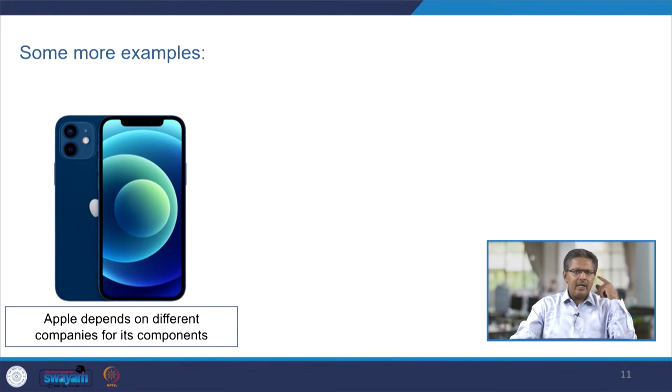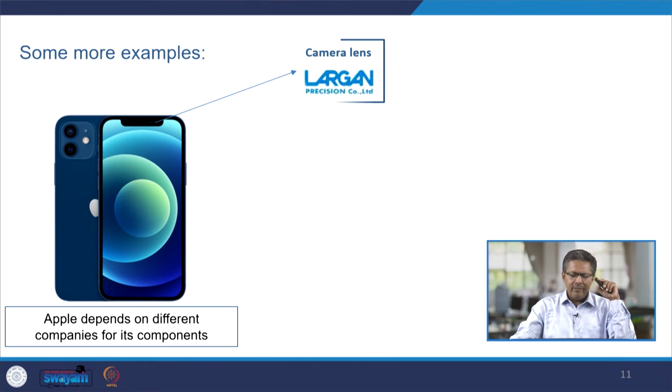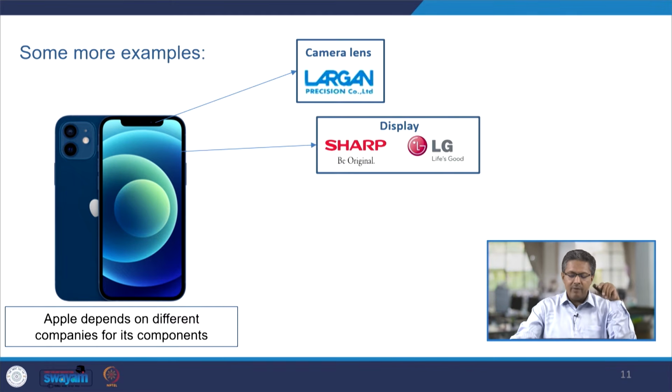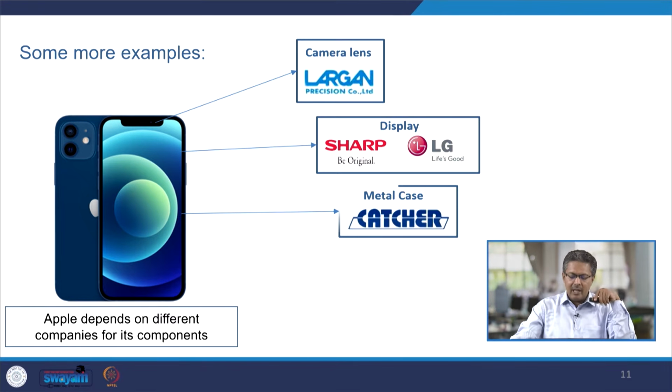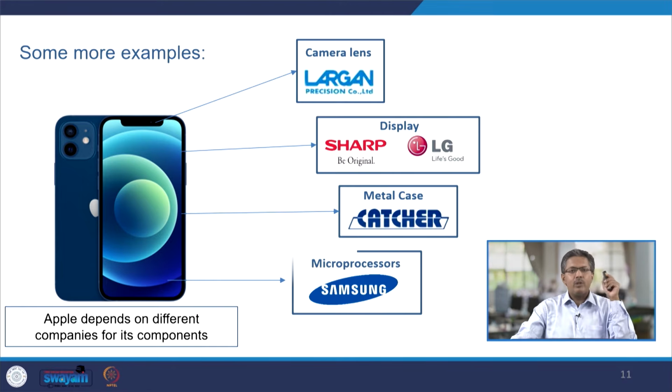Some more examples. I think many of you might be having an Apple phone, right. Now, Apple depends on different companies for its components. Okay. Now, let us see. The camera lens comes from Largan Precision Company Limited. So, they get this camera lens from this company. Then you have the display from Sharp and LG. Okay. Now, the metal case from Catcher, and they have the microprocessor from Samsung.